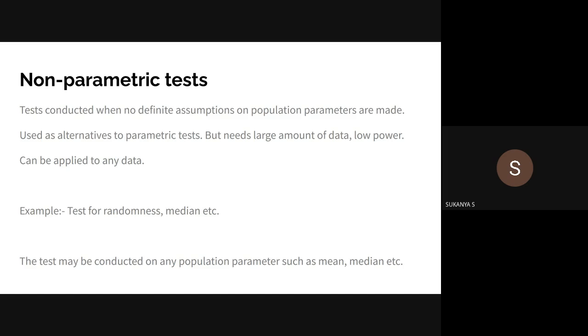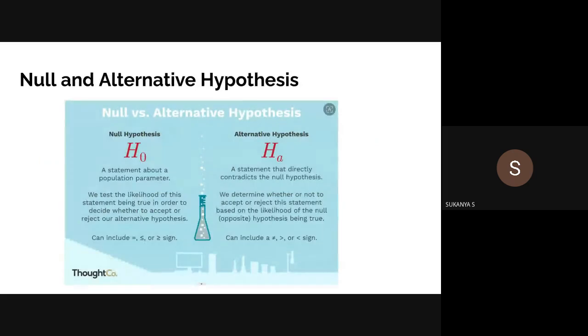Now, to check if the data is actually random or somebody has given you made up data, that's usually called a test of randomness, which is actually a part of non-parametric tests. Similarly, you can find tons of examples. Now, how do you pose a null and alternative hypothesis?